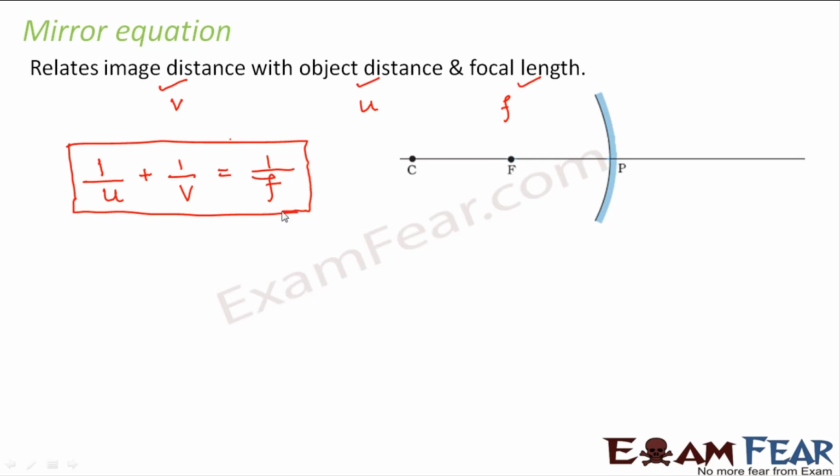Now let us try to prove this mirror equation mathematically. How did we get this mirror equation? So let us consider a concave mirror here, and let us consider any object at an arbitrary position for now. Let us suppose we have some object AB. Now let us try to plot the ray diagram and its image. Let us suppose this is a ray which goes parallel to the principal axis. After reflection, it will pass through the principal focus.